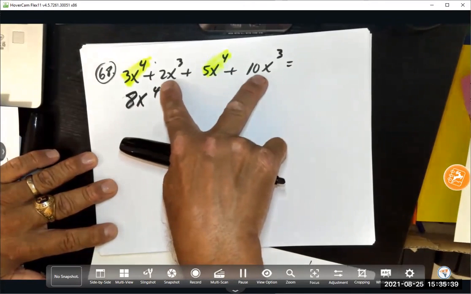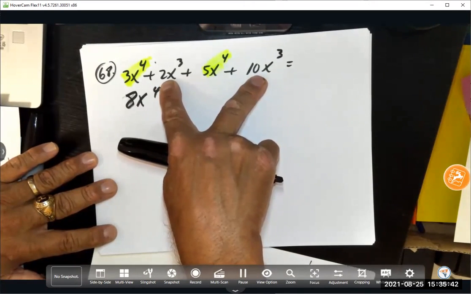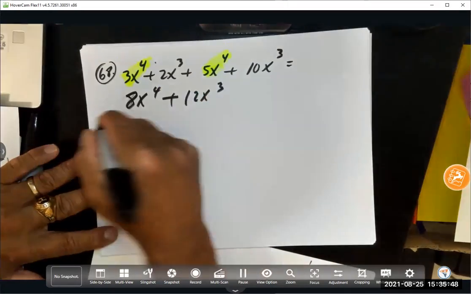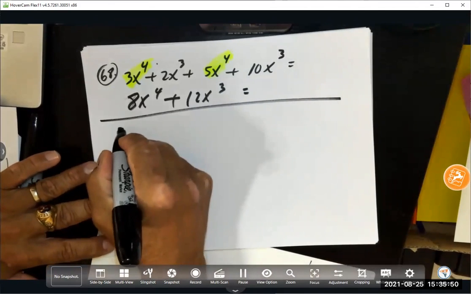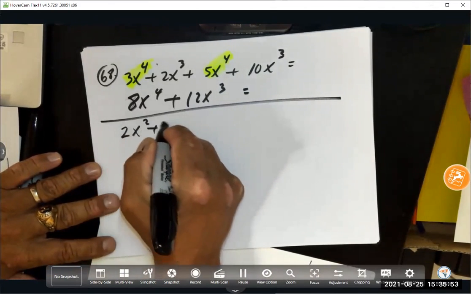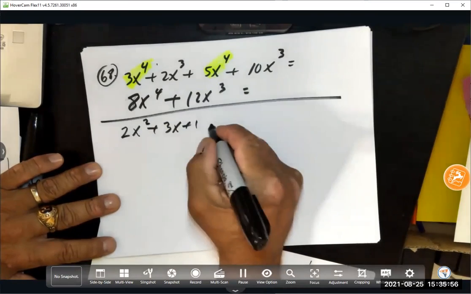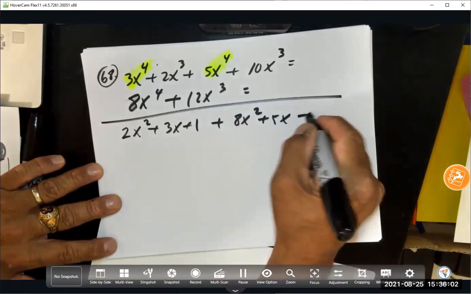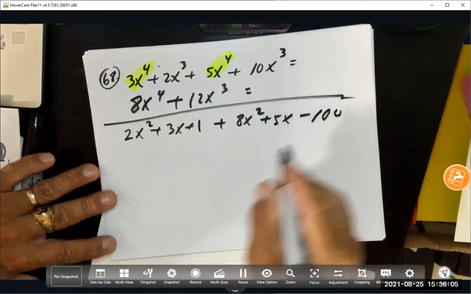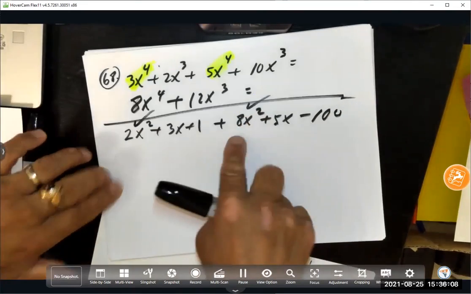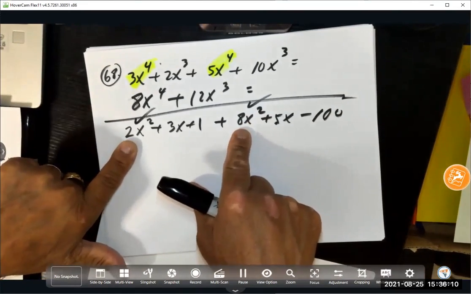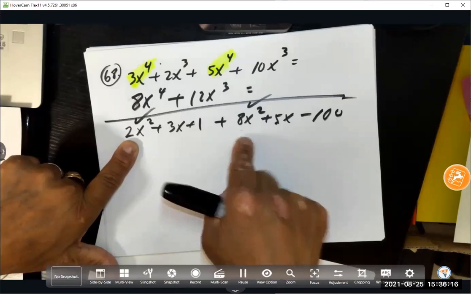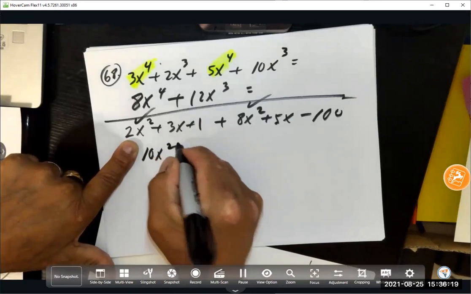What about this one? I'm just adding 12x to the 3rd. Okay, do it again. 2x squared plus 3x plus 1 plus 8x squared plus 5x minus 100 or something. Okay. So I'm going to add the squares and the squares only. I'm just going to add them or subtract them. And that's all. The power stays the same. What do you think that is? 10x squared. Yes. 10x squared.